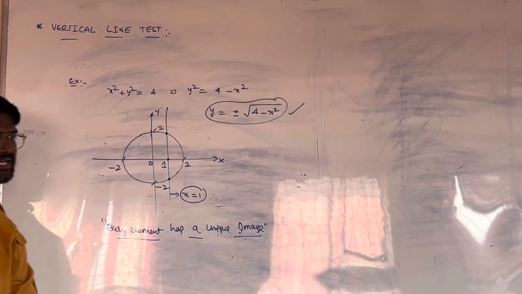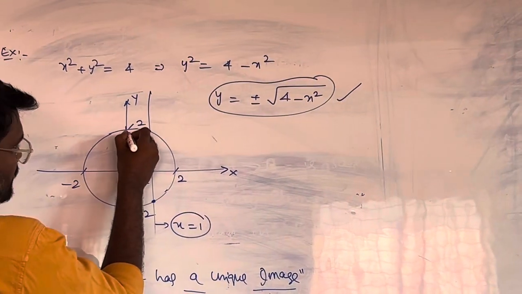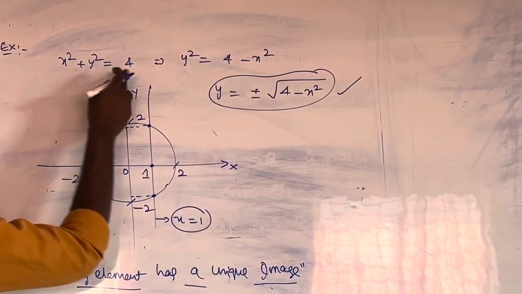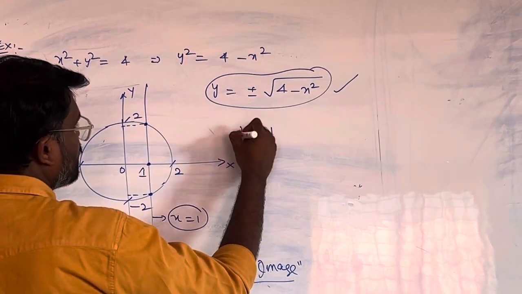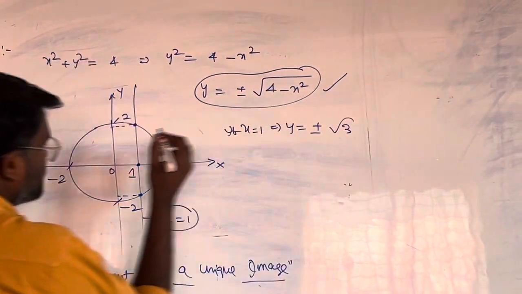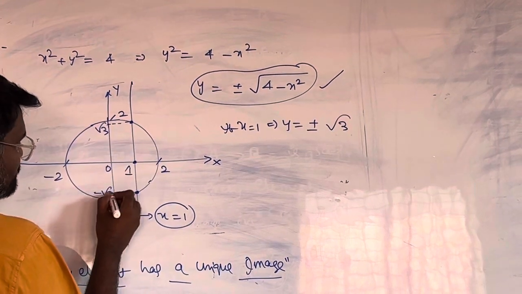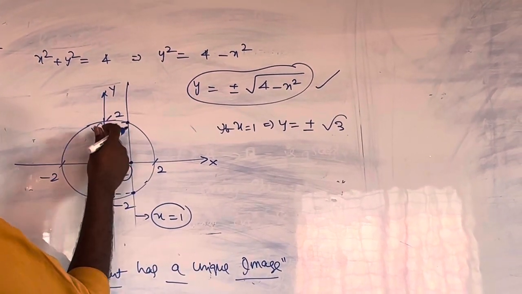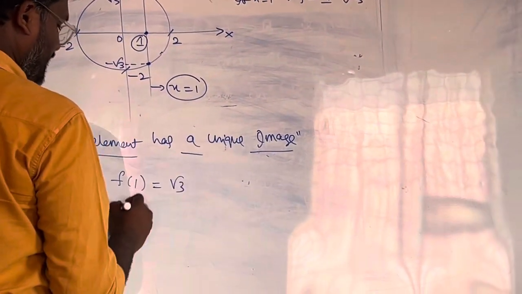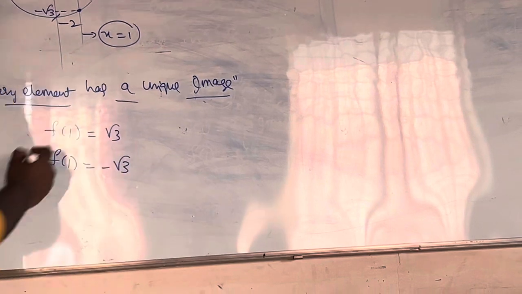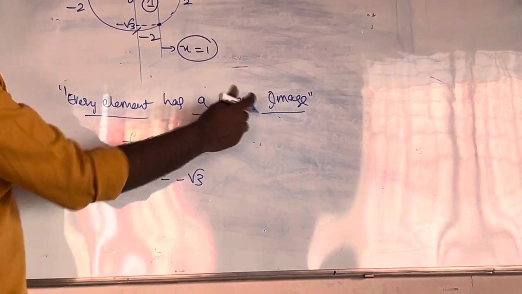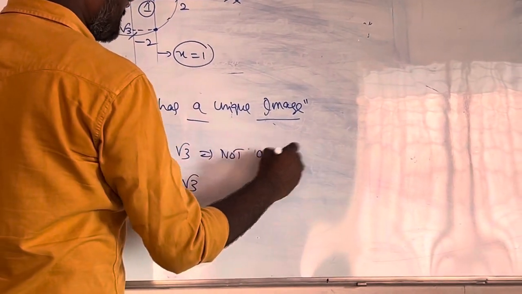Now what does it indicate? It's very simple. If you substitute x equal to 1 here, what will be the y value? If x is 1, obviously the y value is plus or minus root of 4 minus 1, root 3. So what does it mean? For one input, we are getting two different outputs. That means one element has two different images. That means this element 1 does not have a unique image. So obviously this is not a function.